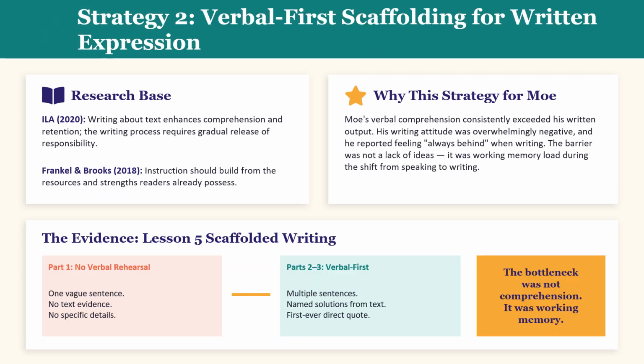My second strategy was verbal first scaffolding for written expression. It was grounded in ILA's research advisory on writing and in Frankel and Brooks' argument that instruction should build from the strengths readers already possess. So Mo's strength, as I pointed out earlier, was his verbal expression. He could talk through ideas with clarity and detail.